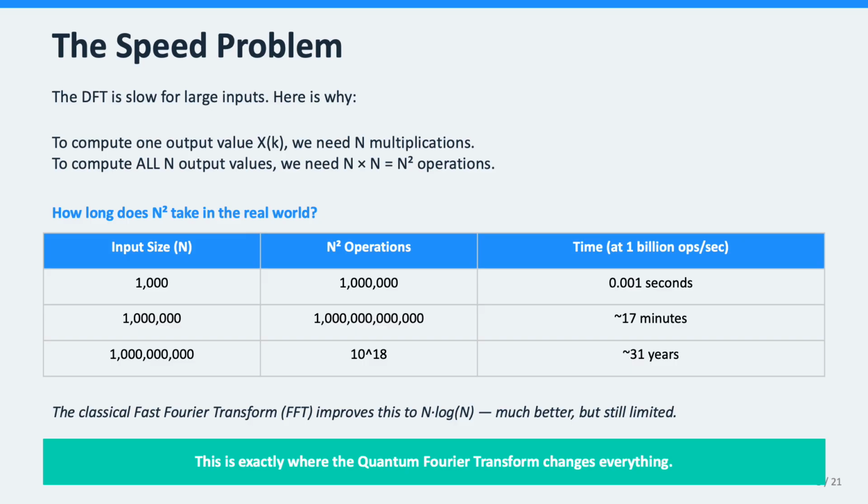The way it works is straightforward. In concept, for each output frequency you want to find, you go through every single input sample, multiply it by a special rotating value that vibrates at that frequency, and then add everything up. You repeat this process for every frequency from the lowest to the highest. Each output value answers the question: how much of that particular frequency is hiding in the original signal?